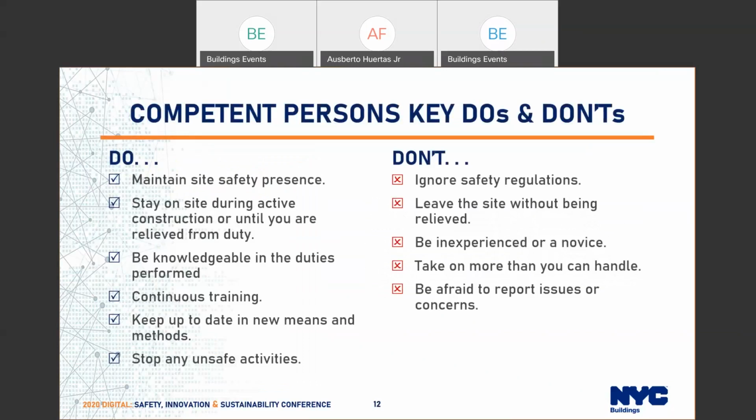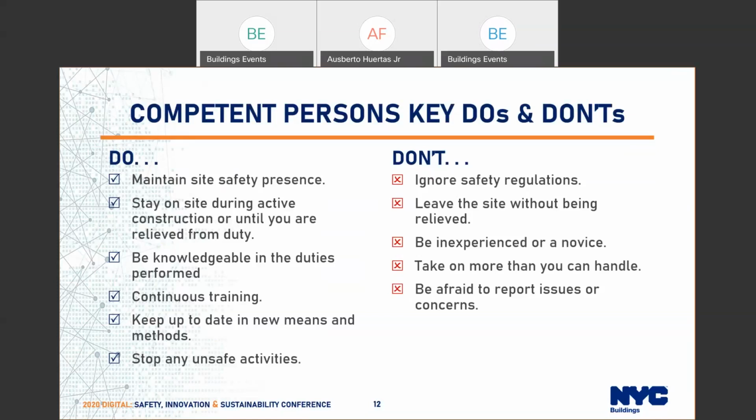So some do's and don'ts to be aware of if you're selected as the competent person. You need to maintain a safety presence at all times. Stay on site during active construction or wait until you are relieved from duty. Be knowledgeable on the construction activities being performed. Keep up to date on training. Keep up to date on new means and methods. Stop any unsafe activities.